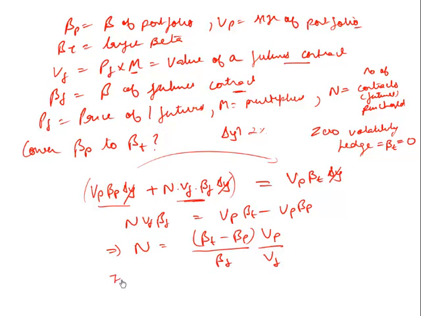So if beta T is equal to 0, can we compute N? It will come out to be minus beta P upon beta F into the value of the portfolio upon the value of one futures contract. Please note, N comes out to be negative in this case. That means we need to short N contracts.